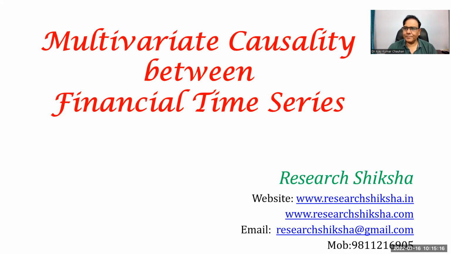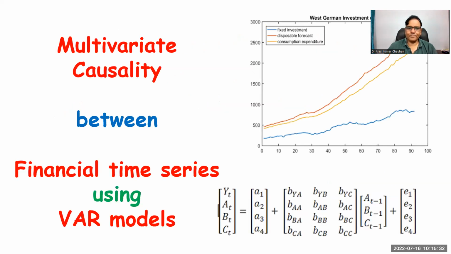All must be stationary. All must have the same order of integration. And we are interested not only in studying the short term, but the causality between them. Then we apply the vector autoregression model. So multivariate causality between financial time series using VAR.